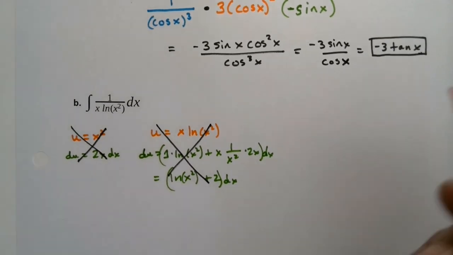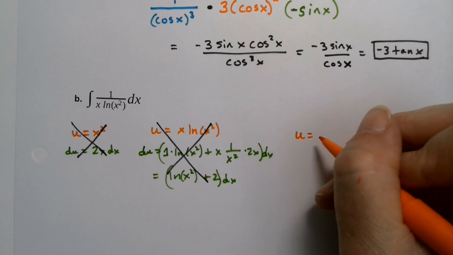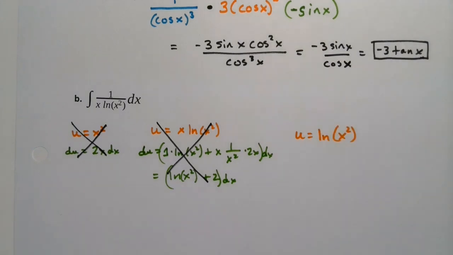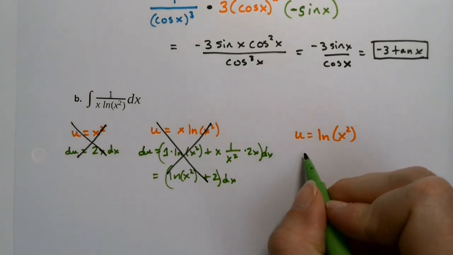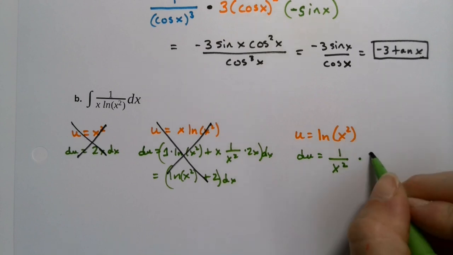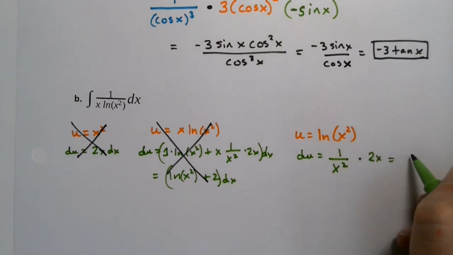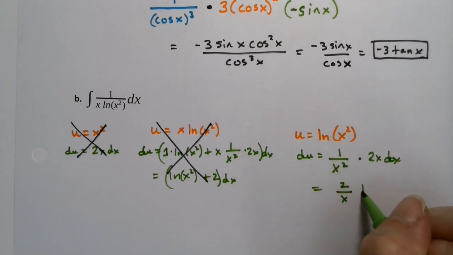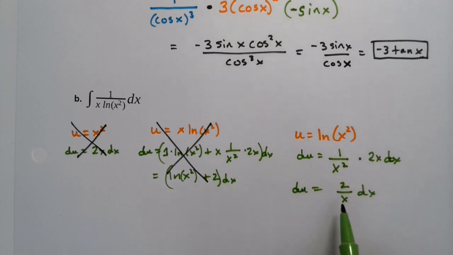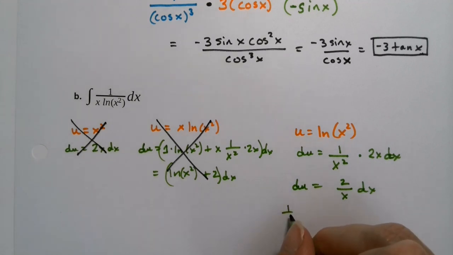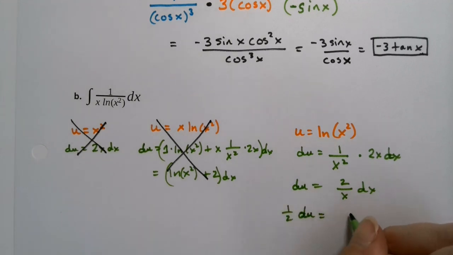All right, well, what is going to work? Well, I will tell you. It's the natural log of x squared. It'll work. Because if u is the natural log of x squared, then du is 1 over x squared times the derivative of the inside, which is 2x. Which means du is 2 over x dx. Looking at the problem, I want the over x and the dx part. I don't really want the 2. So 1/2 du would be equal to 1 over x dx. This will work. This is the one.